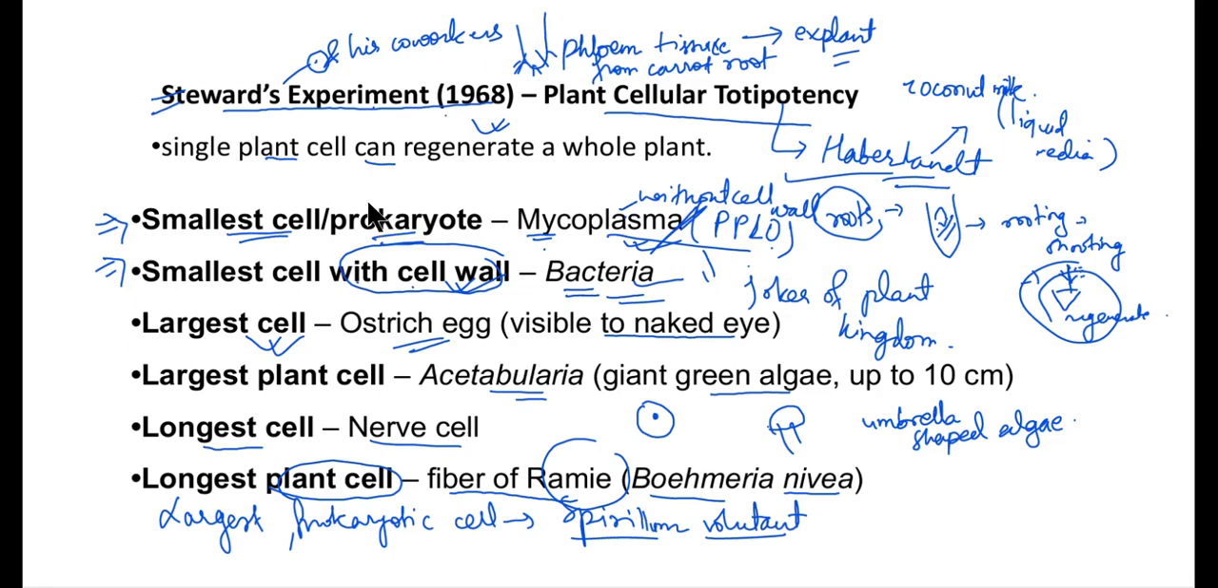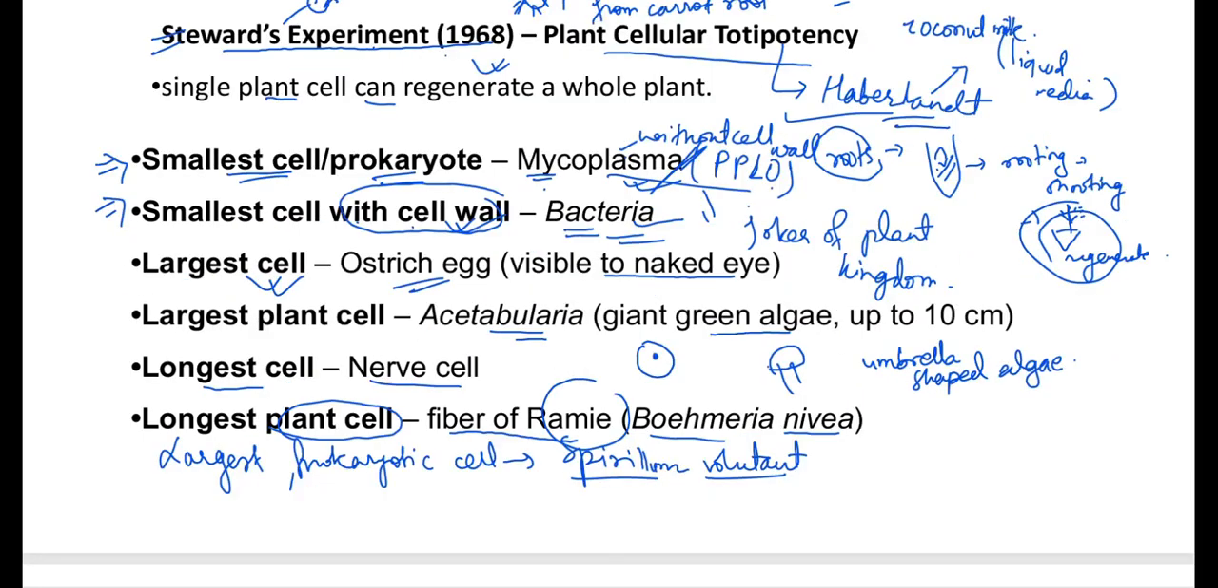And let me tell you now about another important thing, that is the prokaryotic cell and the eukaryotic cell. What are the types of cells? We will discuss in our next part.